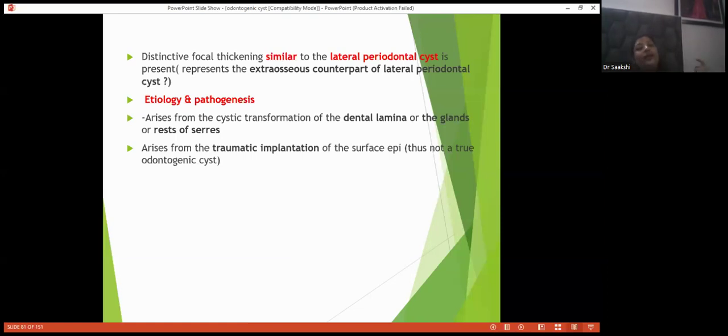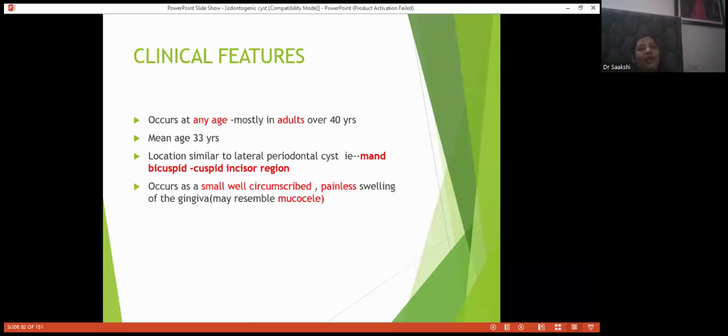Adult gingival cyst. Now it can again arise from the traumatic implantation of the surface epithelium. Therefore, sometimes we do not call it a true odontogenic cyst. Coming on to the clinical features, it occurs at any age, mostly in adults over 40 years of age. Mean age is 33 to 40. It is located similar to the lateral periodontal cyst, that is mandibular bicuspid, cuspid and incisor region.